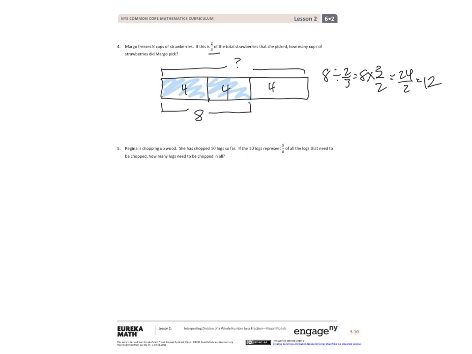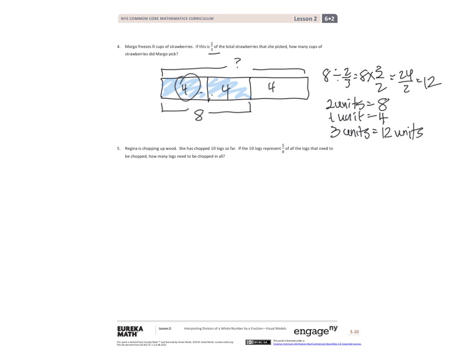Well, you know what? I think that makes sense because let's go with 2 units. 2 units equals 8 cups. So 1 unit, divide that by 2, is 4 cups. So we've got a single unit. Now what are 3 units? 4 times 3 is 12 units.